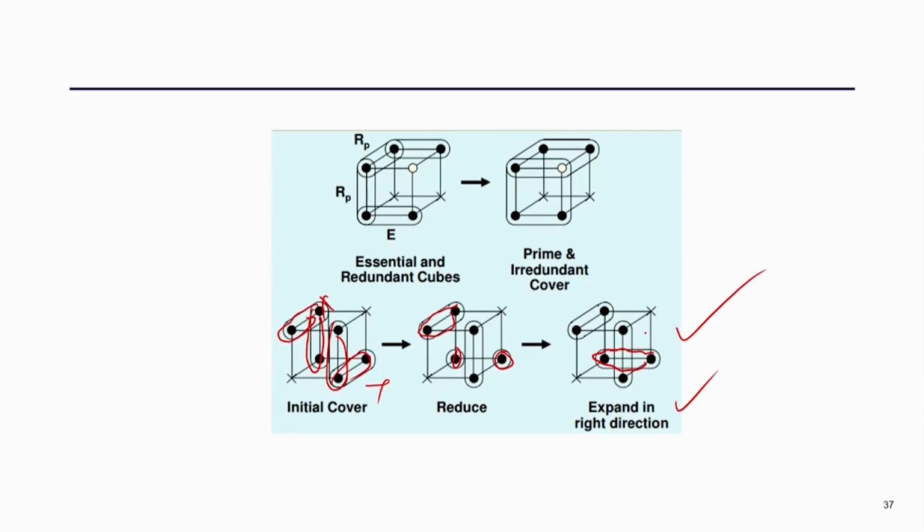So, I am having 3 now. Initially I have 4 cubes which are covering all the minterms, now I have this 3 which is the optimal one. So, this is how this will work. If you have an initial cover which is not optimal, but if you reduce and expand, in some iteration you might expand in the right direction, and that will give you the optimal solution.